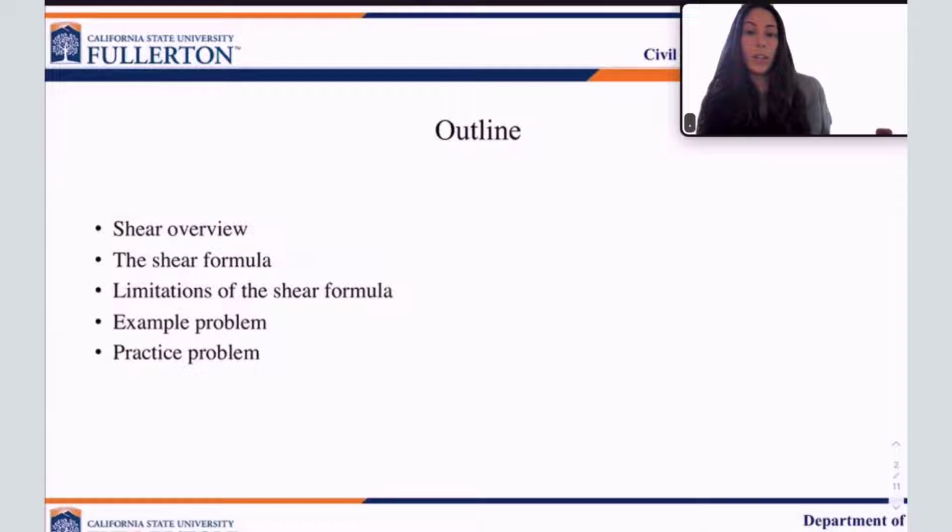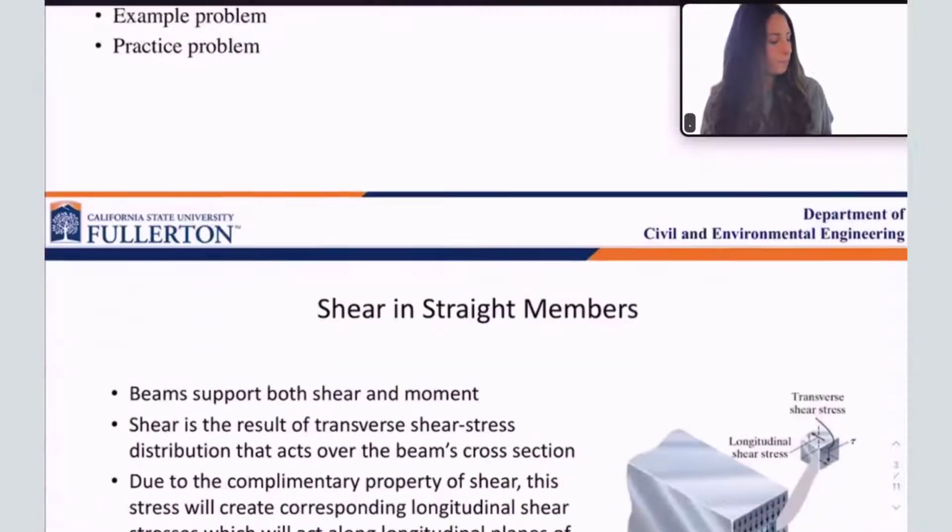Today's video is going to go through an overview of shear, then we're going to do a small derivation of the shear formula. Then we're going to talk about a few limitations of the shear formula that we derived. We're going to go over an example problem, and then I'm going to leave you with a practice problem to try what we learned today on your own.